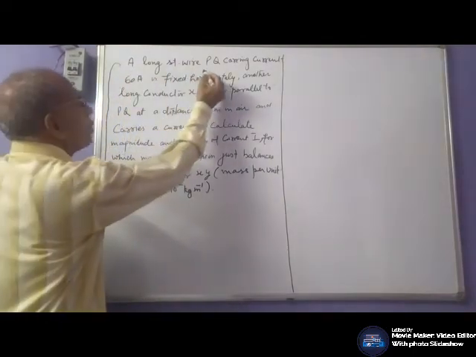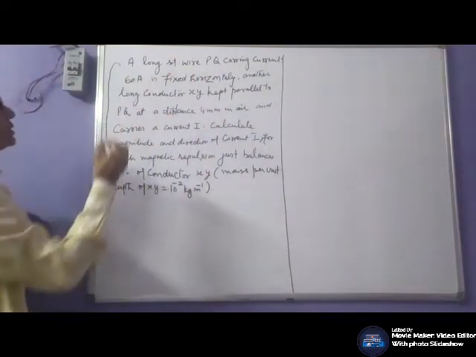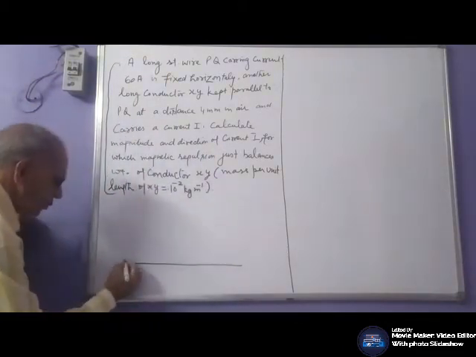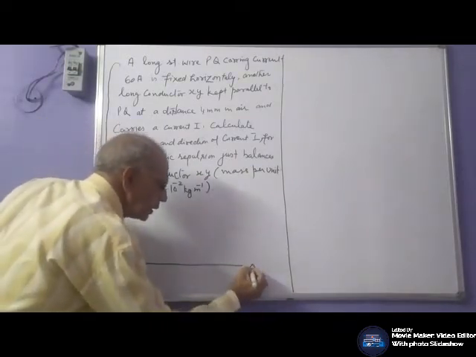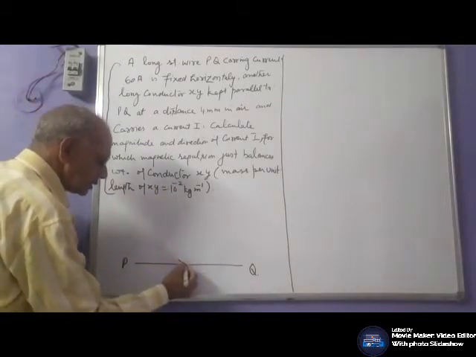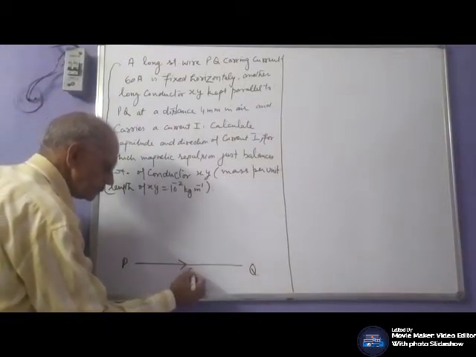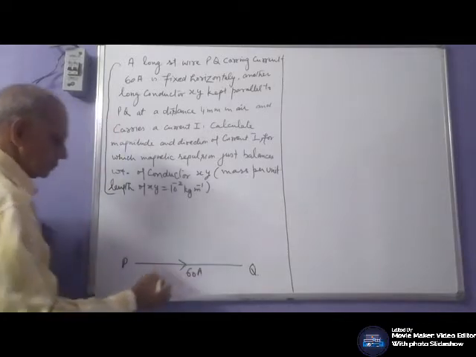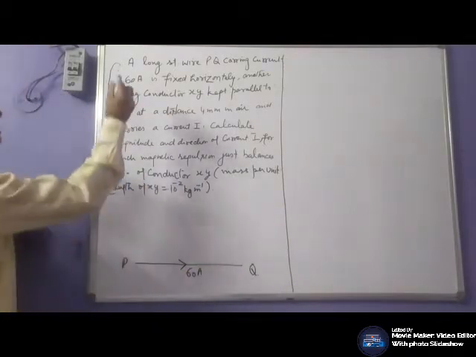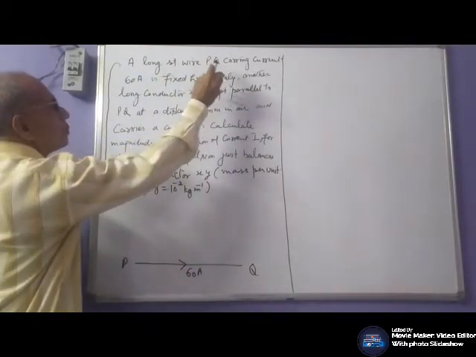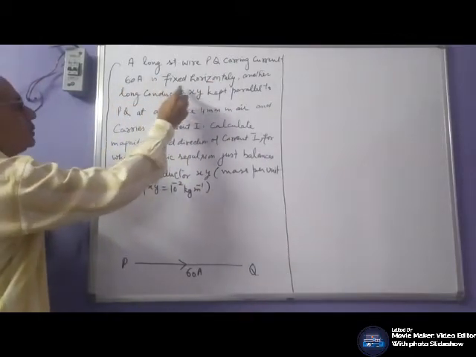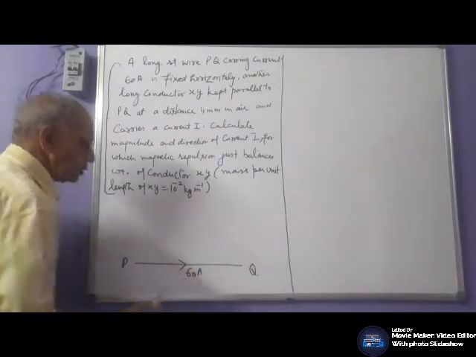A long straight wire PQ carrying current 60 ampere. This is wire PQ. It is carrying current 60 ampere. This wire is fixed. A long straight wire PQ carrying current 60 ampere is fixed horizontally.